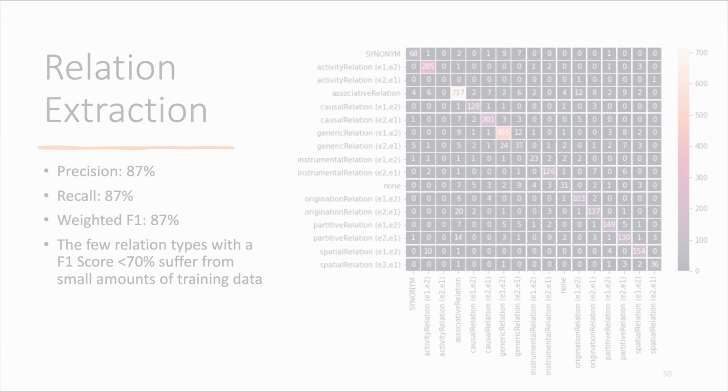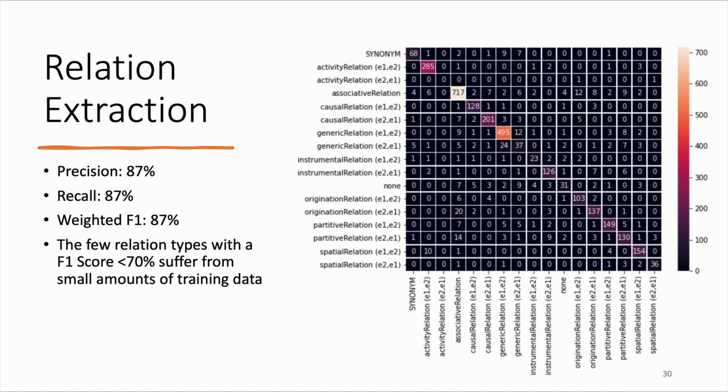Now to the results for relation extraction. We achieve a precision, recall, and weighted F1 score of 87%, with only very few relation types falling under an F1 score of 70%, and those are the ones that suffer from small amounts of training data.